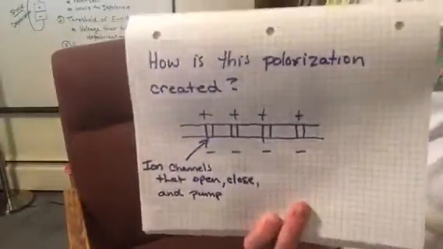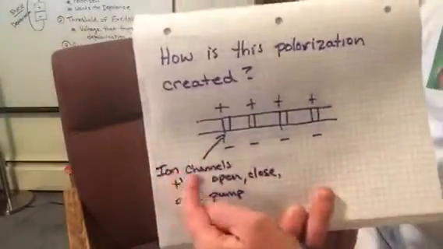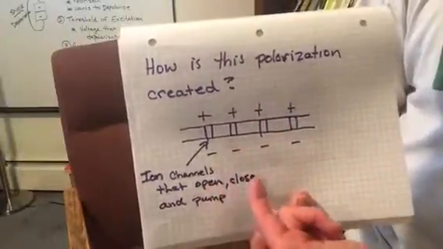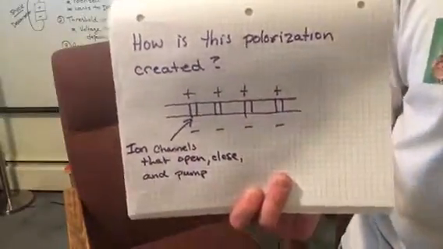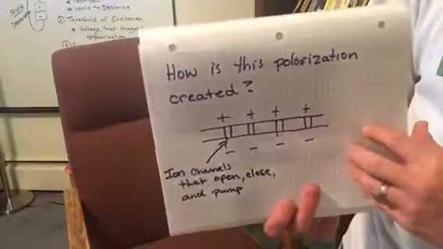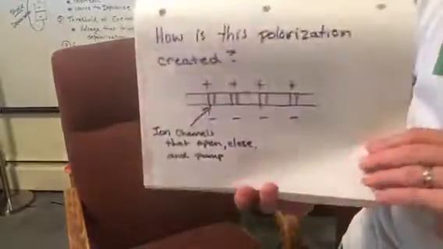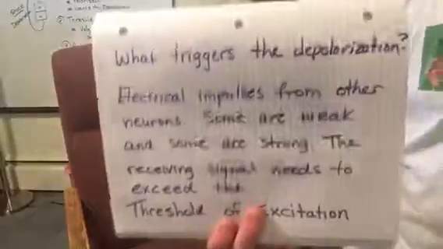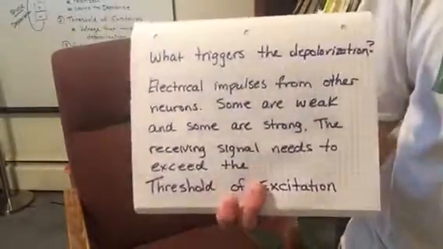And so when you ask, how does this polarization happen inside the human? Well, there's actually these little ion channels inside the membrane, and they open and they close and they pump these chemicals across the membrane so they could push the positive ones out and keep the negative ones in and maintain this resting potential. And so what triggers this depolarization, you would ask yourself?